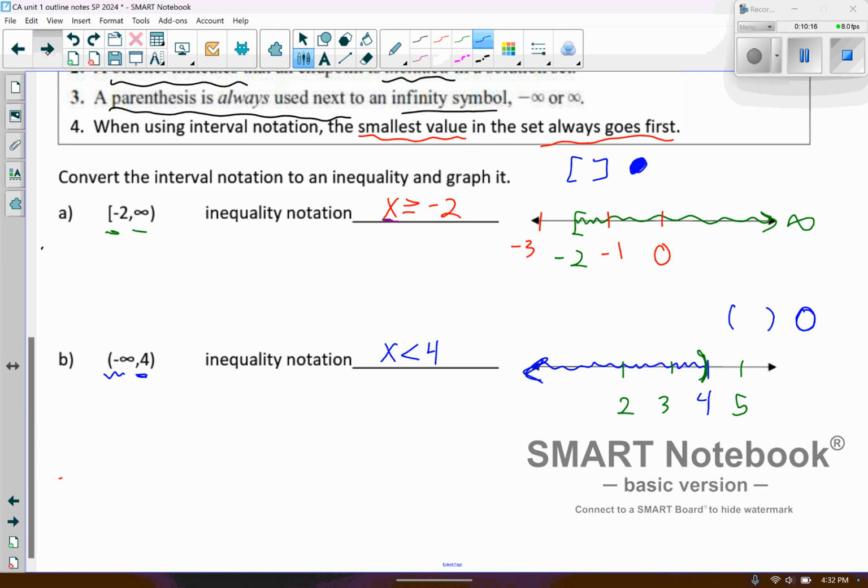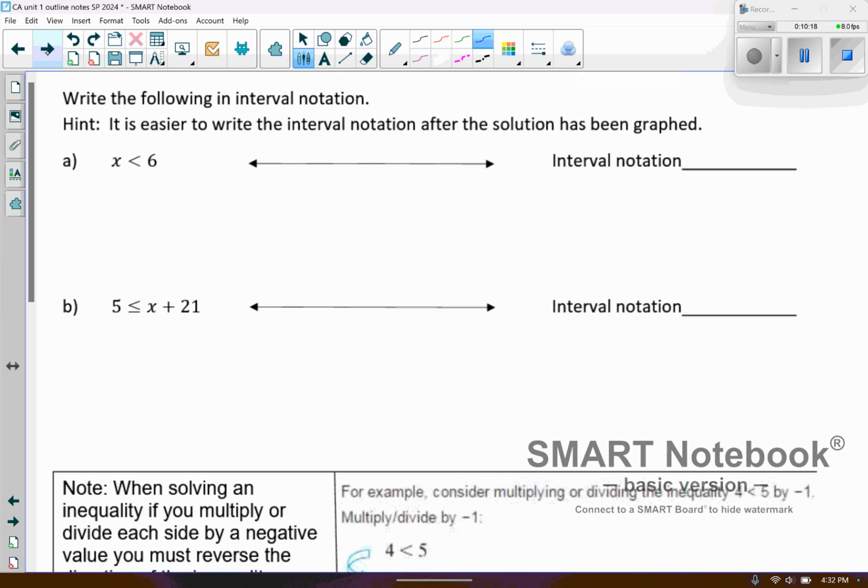All right, so moving on. Right here, now we're going to give you the inequality. Go ahead and sketch a graph, and then go ahead and give the interval notation. So here we are. x is all the values that are less than 6. So just put 6 somewhere on here, it's kind of arbitrary. So here's 6. I want values less than 6, like 5, 4, 3. That would make this true.